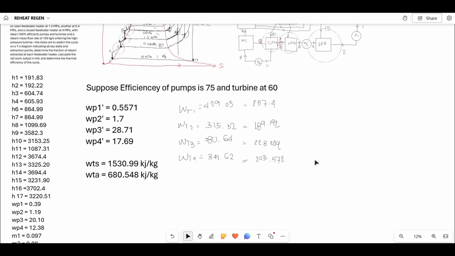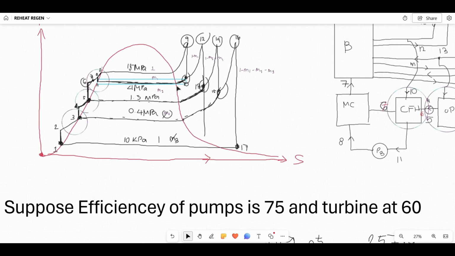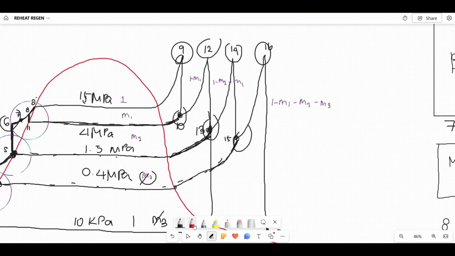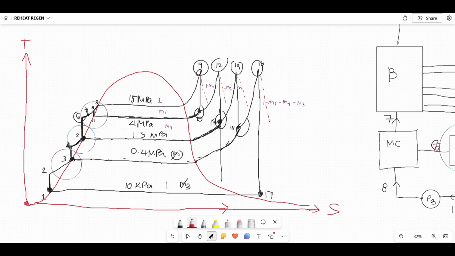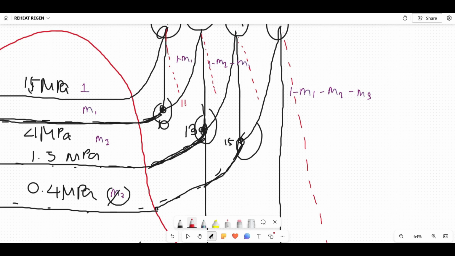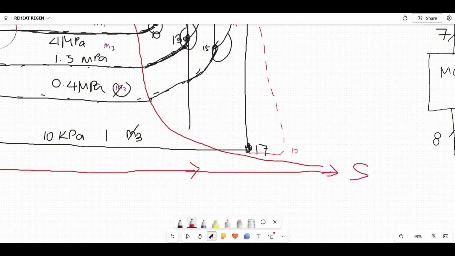If we have actual numbers, and we look at this again, there will be a deviation. Therefore, 10, 13, and 15 will move away, and this will also move away, making us new parameters of actual: 10 prime, 13 prime, 15 prime, and 17 prime.